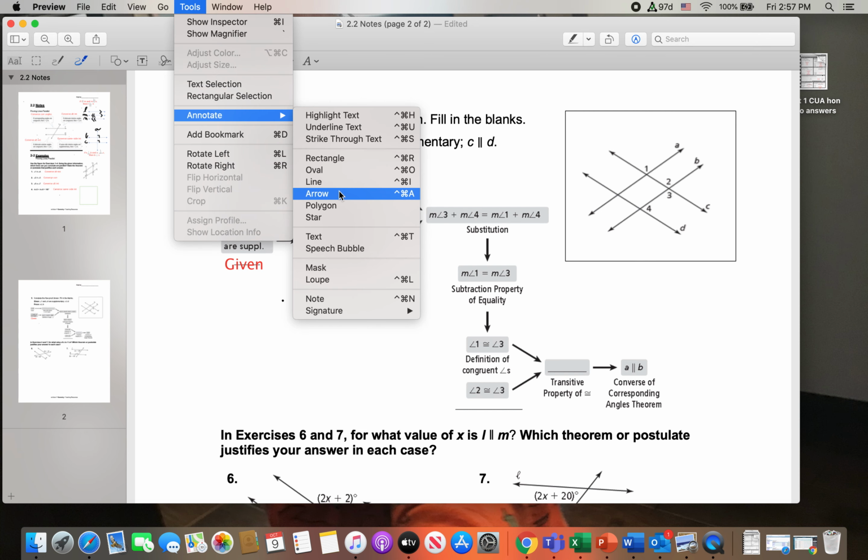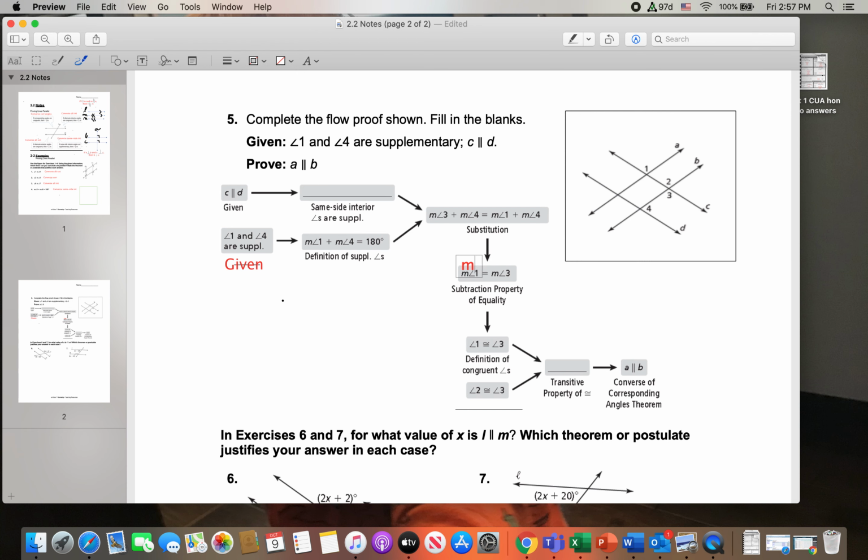So tools, annotate text, measure of angle 3 plus measure of angle 4 equals 180. And notice how I'm using the M, which stands for measure. Measure of angle 3 and measure of angle 4 equals 180.